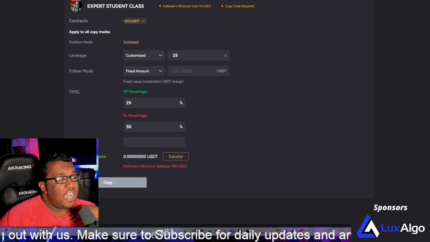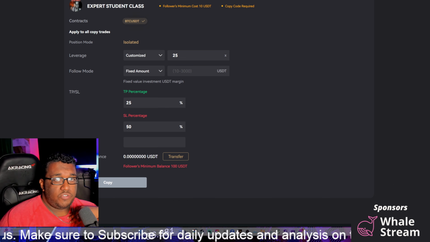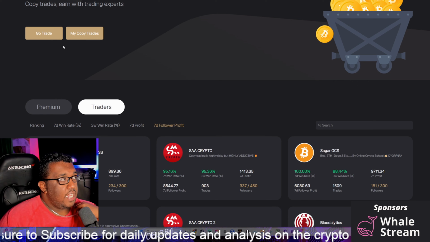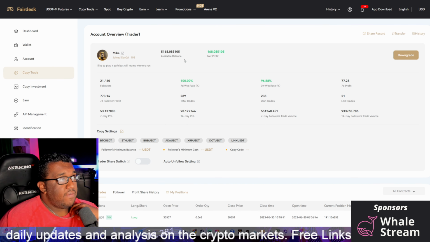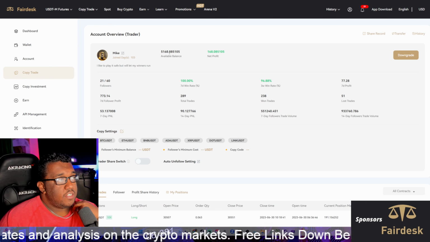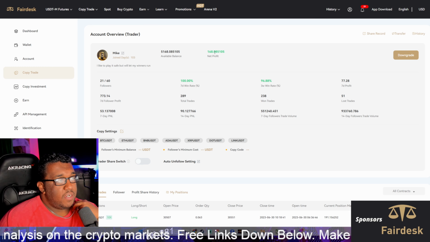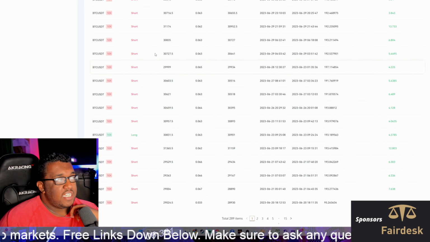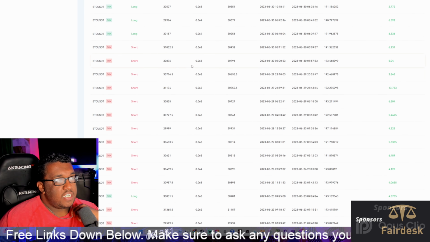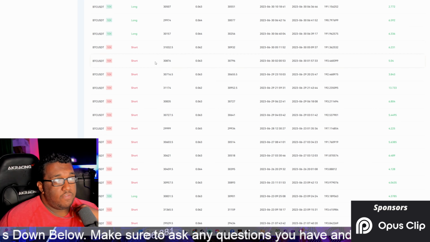Copy trade balance. I have a balance of 0 because I'm a copy trader myself. So I can go over here. I can go to my copy trades, and it'll say I have a balance of $5,168. My net profit has been $168. And it'll go down over my trades and stuff like this. But that's because I'm a trader. You can see the type of things that I trade and the different ways that I trade.